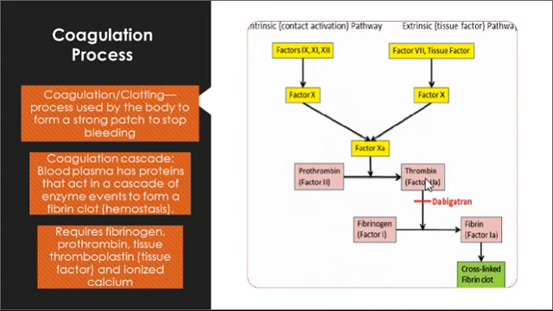The thrombin converts soluble fibrinogen over here into an insoluble fibrin, so it cannot dissolve. The fibrin enmeshes platelets, blood cells, and plasma, and it forms a clot.